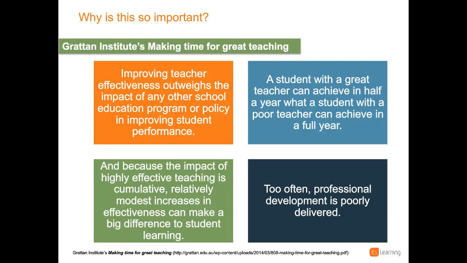we can take a look that one of the things that has to happen is we have to make time for great teaching. Okay, we need to improve our teacher effectiveness, and this outweighs any other school education program or policy. Students with great teachers can achieve in half a year what a student with poor teachers can do. And I think it's very important that we watch our adjectives on this, because a poor teacher does not mean that they don't know how to teach. What it could mean is that they're just overwhelmed with what they need to do. And so we have to think about that as we define some of these terms.